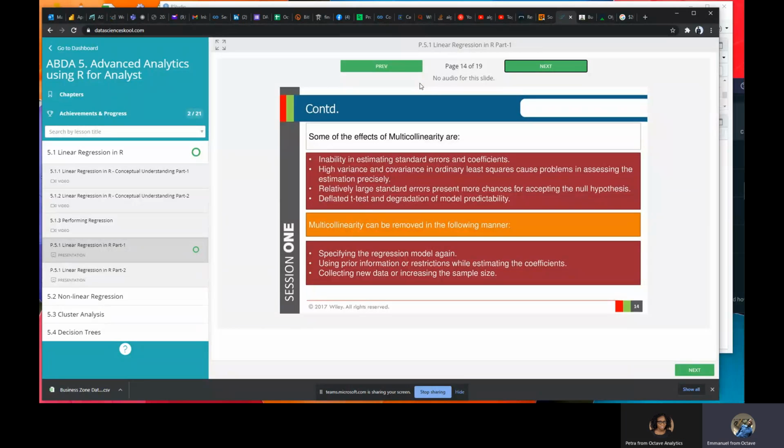So if I go to page 13, you see it there. If the VIF is high, 5 or above for the regression model, the VIF is used to identify the presence of multicollinearity in the model. So if we have a VIF of 5 or more, it means multicollinearity exists in the data.